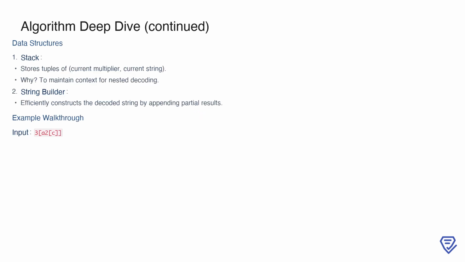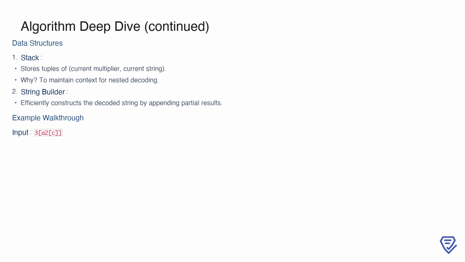To implement the solution effectively, we rely on two primary data structures. First, we use a stack to store tuples containing the current multiplier and the partially decoded string up to that point. This allows us to maintain context as we traverse the string and encounter nested segments. The stack is essential for managing the transitions between different levels of nesting. Second, we use a string builder to construct the final decoded string efficiently. By appending partial results as we process the string, we avoid the overhead of repeated string concatenation.